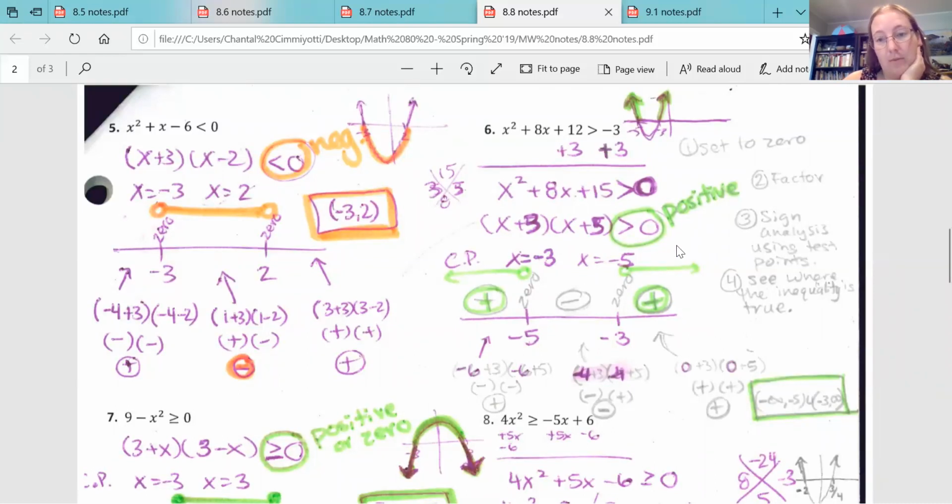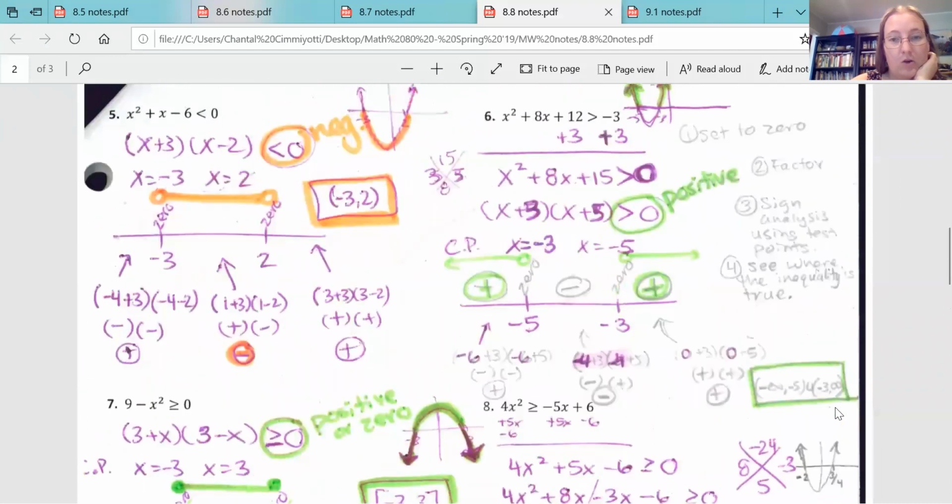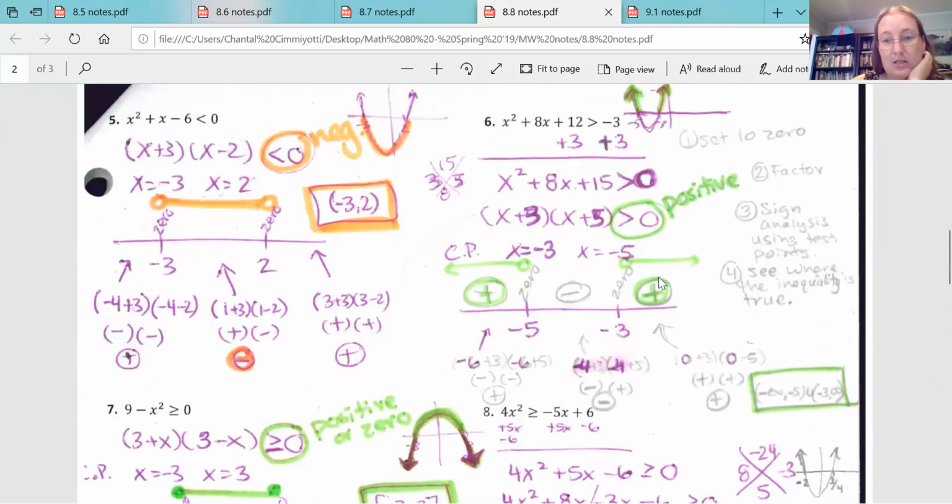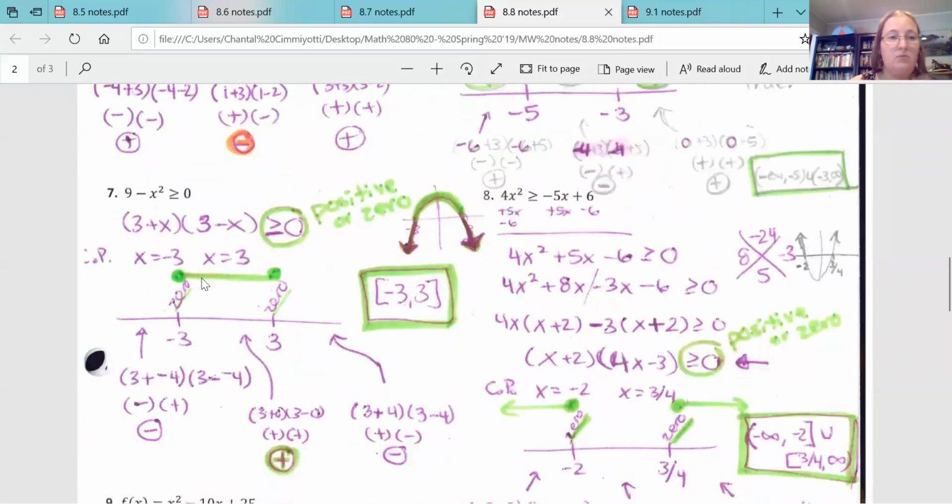This problem asked, where is it greater than 0? And so it's asking, where is it positive this time? So it's these regions. This was to practice the disjoint union situation as well. And your critical points can be both positive, both negative, one of each. They can even be fractions.